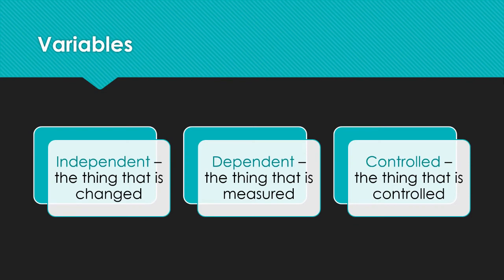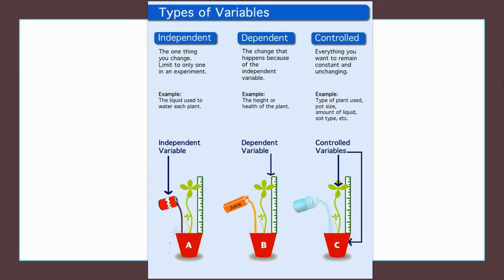The independent variable is the thing that is changed. We only change one thing so that it's a fair test. The dependent variable is the thing that is measured, and the controlled variables are all the things that are controlled or kept the same. Here's just a graphic representation of that.